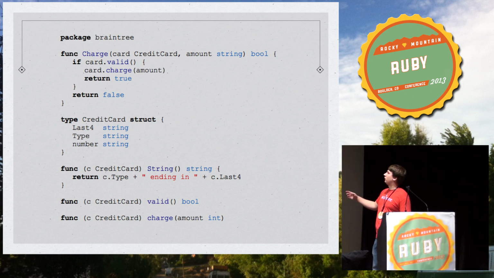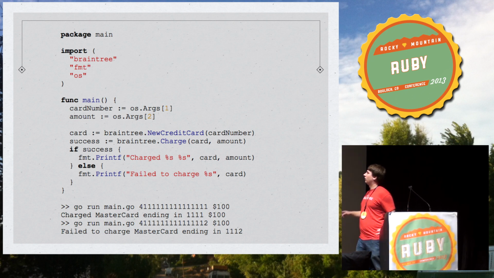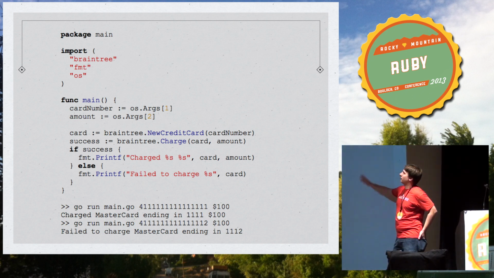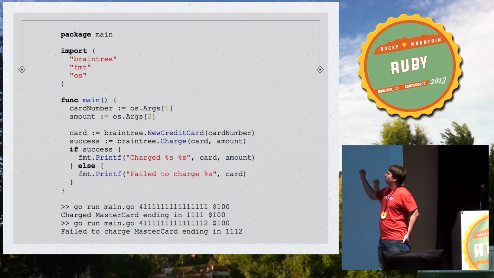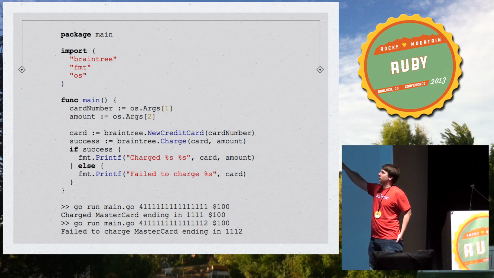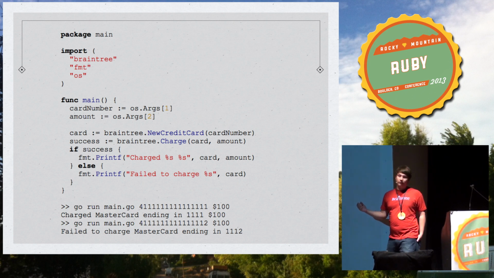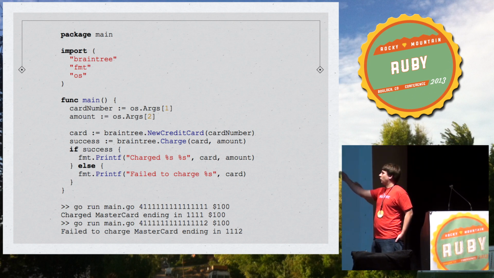So what does this look like if you're importing the package? Well, here's a main. You'll notice it's the same type of source code and looks very familiar. We import Braintree as well as two other things, fmt and os. fmt is string formatting; os I think is self-explanatory. Our main program is just going to grab the card number and the amount out of the command line arguments, and we're going to new up a credit card.